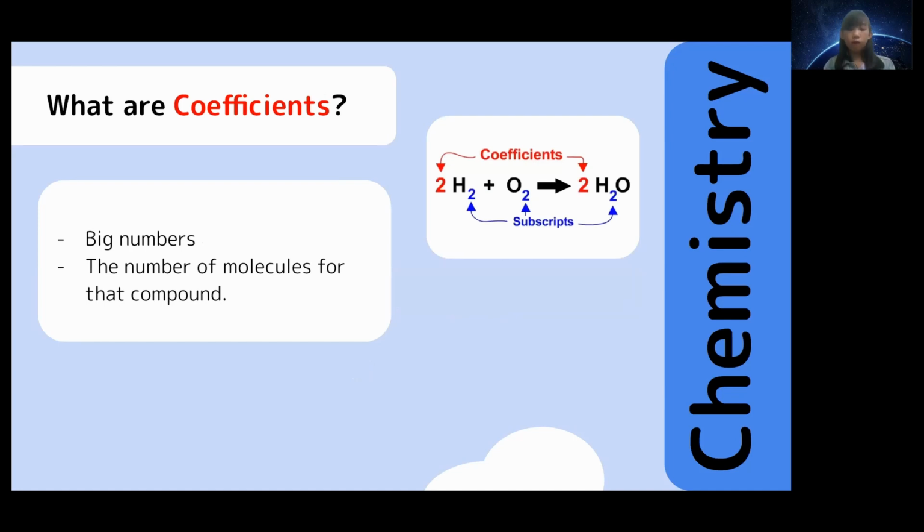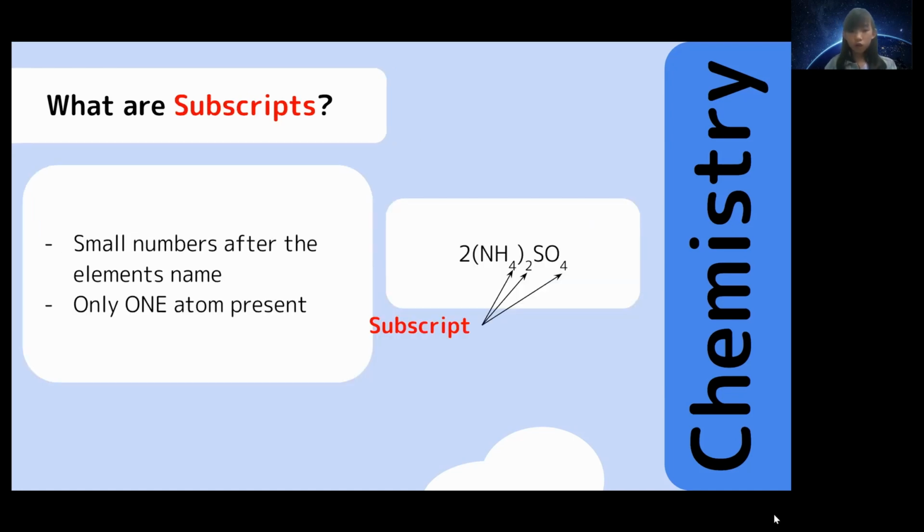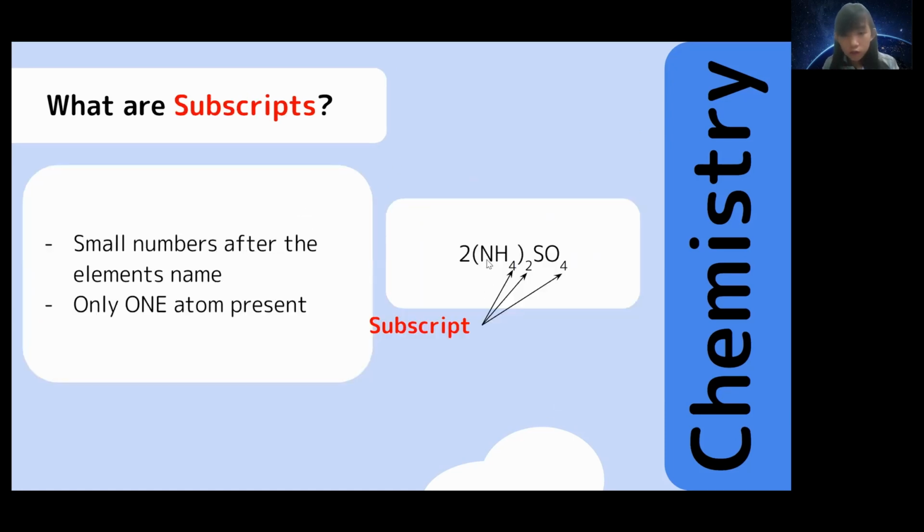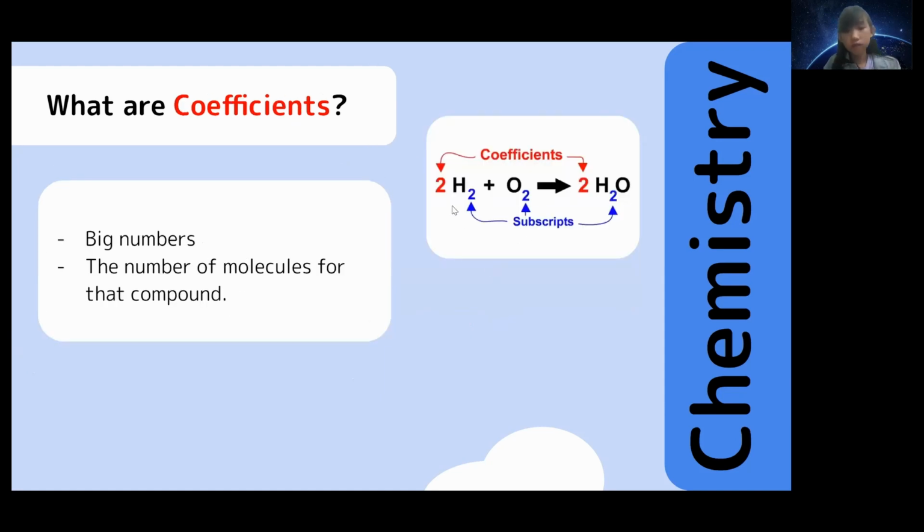So next we have coefficients. Coefficients are the large number over here. They're the big numbers, and they give the number of molecules for that compound. So we've got 2 nitrogen and then 8 hydrogen atoms. Then you have to multiply by 2 again, the whole thing by 2 again. Just like here, 2 hydrogen atoms. That means that there's 2 times of this, something like a square.